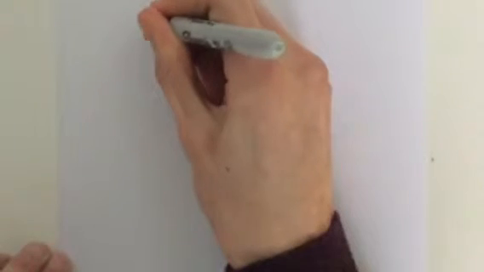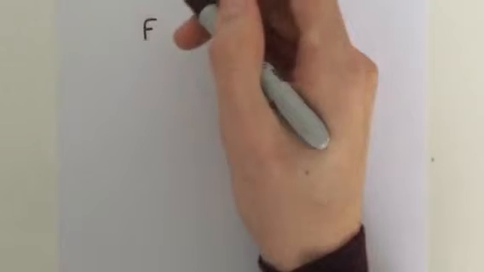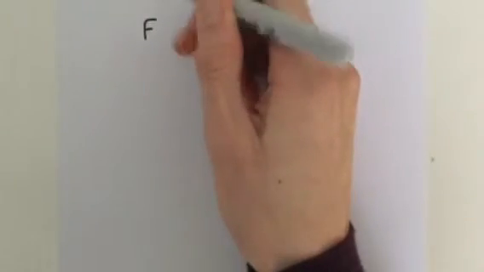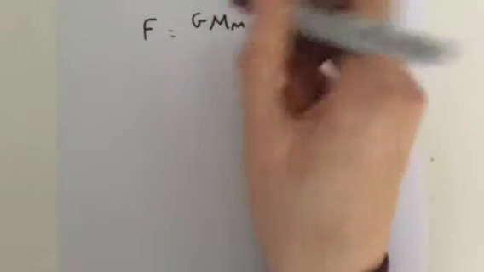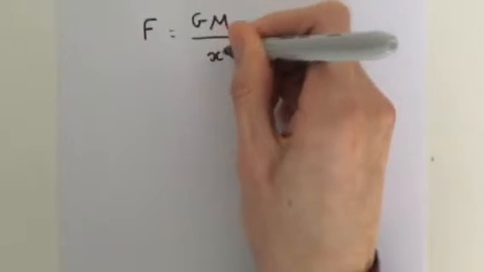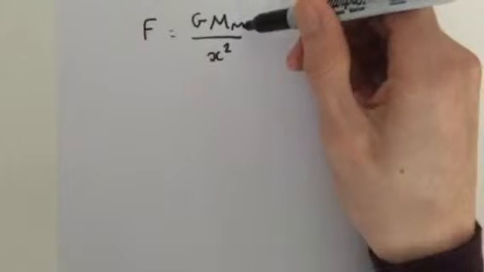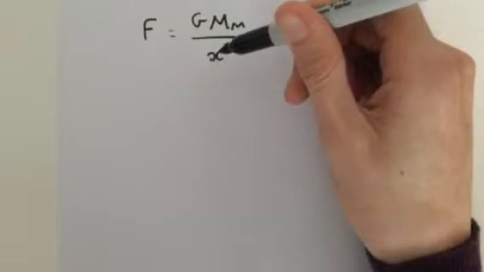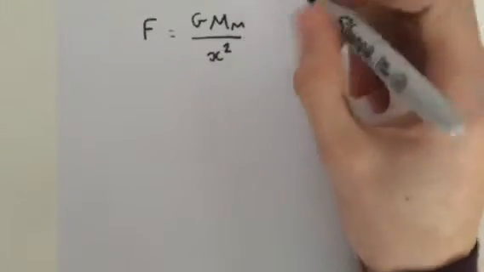The force F exerted on an object by the Earth when it is distance x from the centre of the Earth is GMm divided by x squared. Capital M is the mass of the Earth, little m is the mass of the body, and x is simply the distance from the centre of the Earth to the body.